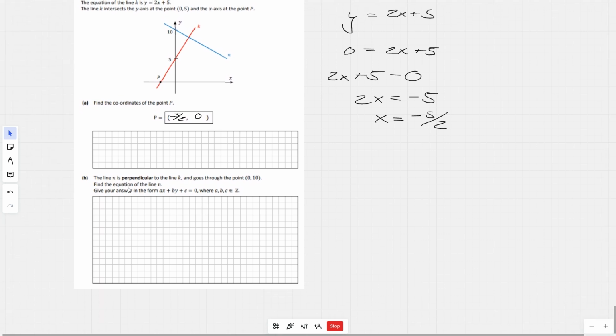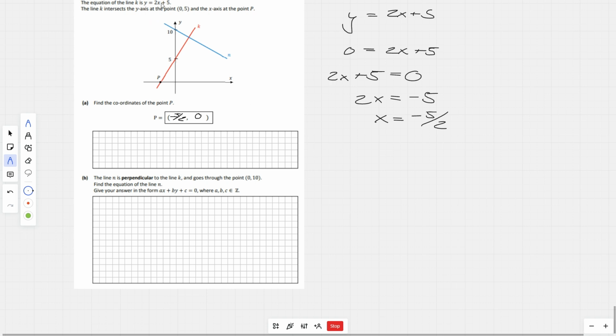For part B, the line n is perpendicular to the line k and goes through the point (0, 10). Find the equation of the line n. Give your answer in the form ax + by + c = 0, where a, b, and c are all integers. So the important thing to understand about lines that are perpendicular to each other is how to get the slope from one to another.